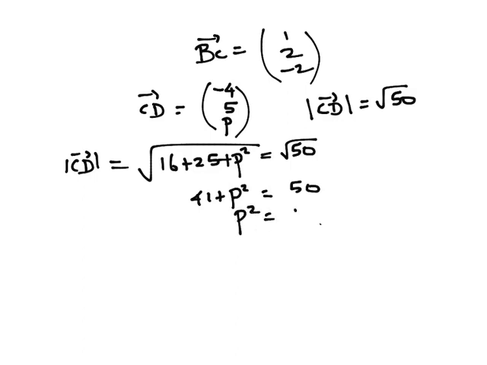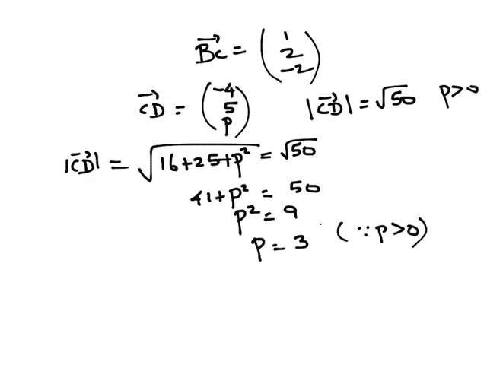So P square is 9. It is also mentioned that P is greater than 0. So P is plus 3, since P is greater than 0. Otherwise, we may write P as plus or minus 3.